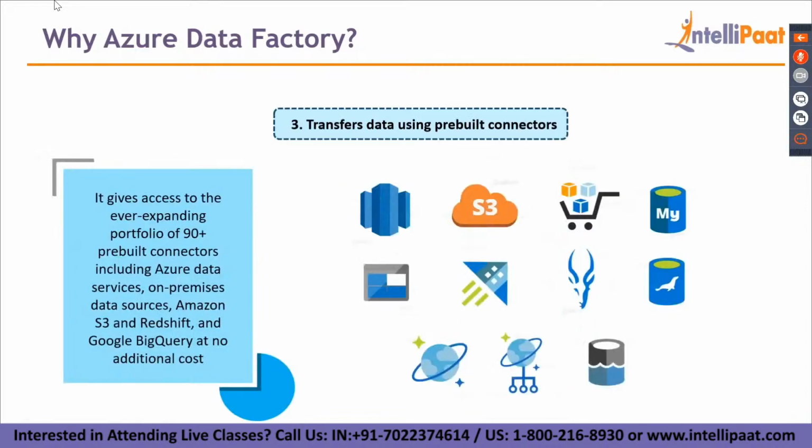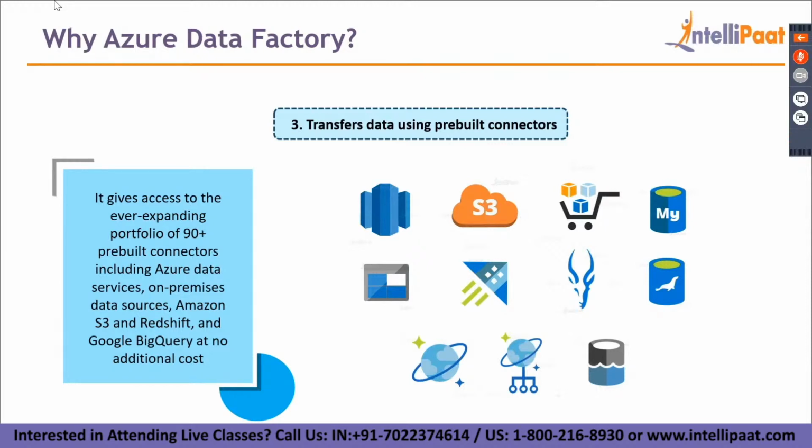Transfer data using pre-built connectors. It gives access to the ever-expanding portfolio of 90 plus pre-built connectors, including Azure Data Services, on-premises data sources, Amazon S3 and Redshift, and Google BigQuery at no additional cost. So as I said more than 70, but it's actually more than 90, and it's increasing every day.